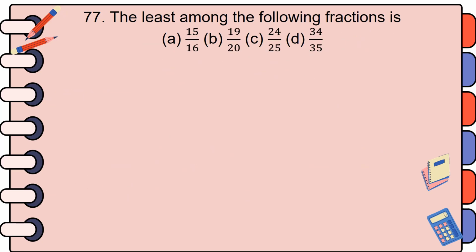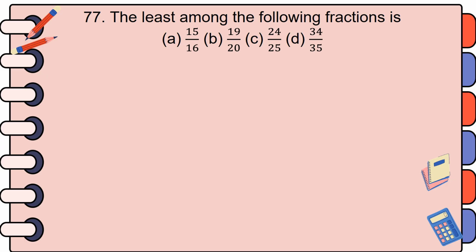Question number 77. The least among the following fractions is A. 15 over 16, B. 19 over 20, C. 24 over 25, D. 34 over 35. Here you are given fractions, and among these fractions you have to find out the one that is the least one, or the smallest one.